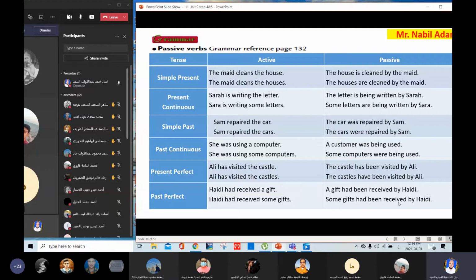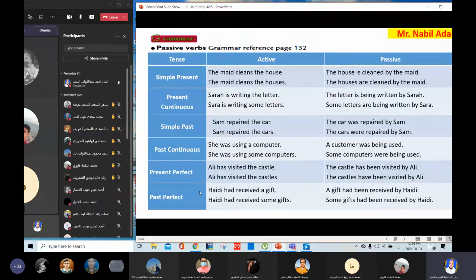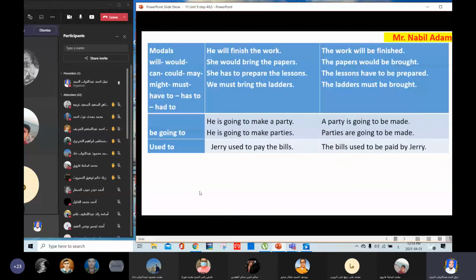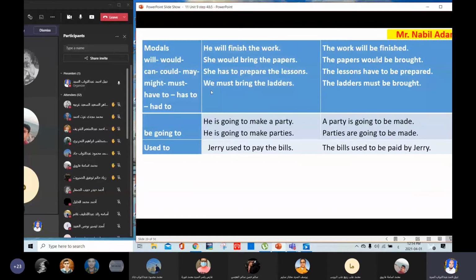What about the modal verbs? Modal verbs: will, would, can, could, may, might, must, have to, has to, had to. We use the same modal verb plus be: will be, would be, must be, have to be, has to be. You can change had to into has to or vice versa. Am, is, are going to: use am, is, are going to be plus past participle. And used to is like a modal verb, use used to be. Okay, let's see some examples.